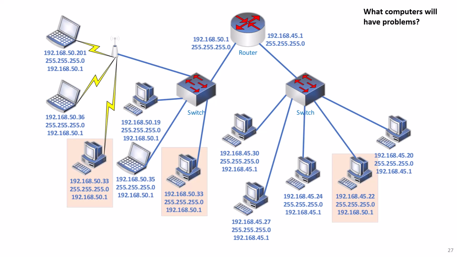You can see the two pink systems on the left have the same IP address. Remember, each host has to be a unique address on the subnet. The pink system on the right has the same network address of 192.168.45 and the same subnet mask as the other systems on this subnet, but is pointing to the wrong default gateway. The default gateway has to be the IP address of the router link on the same subnet, which should be 192.168.45.1.